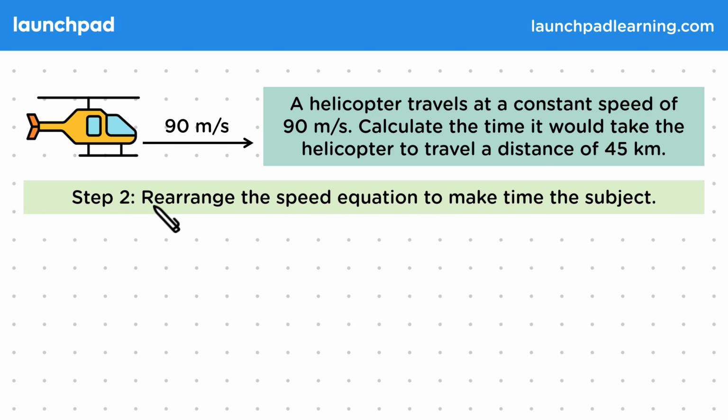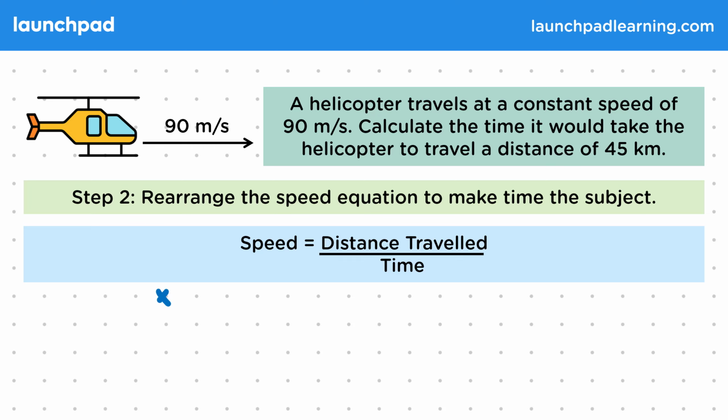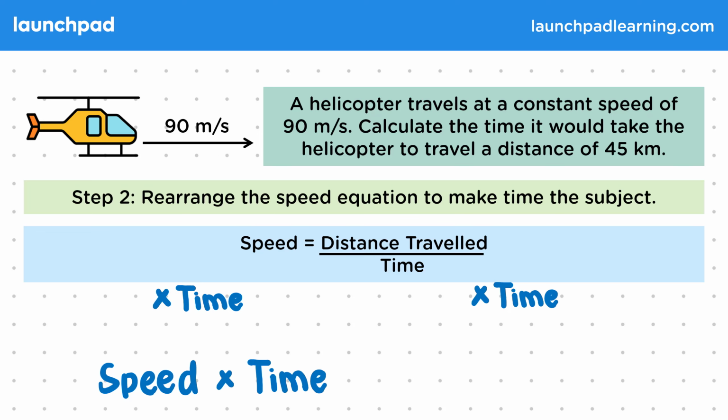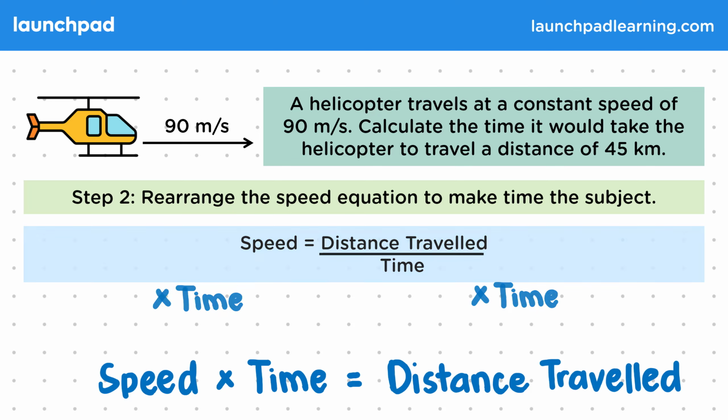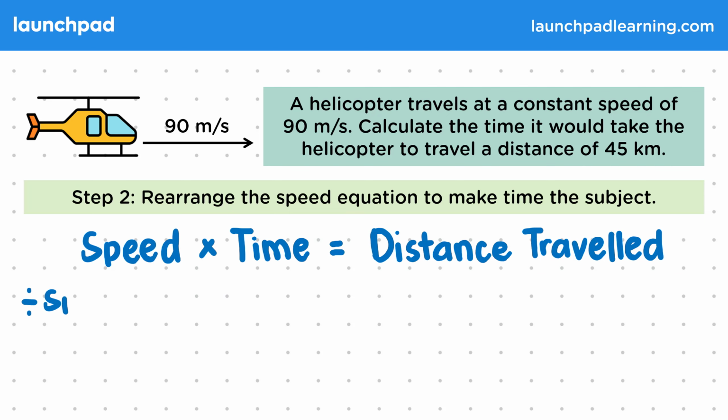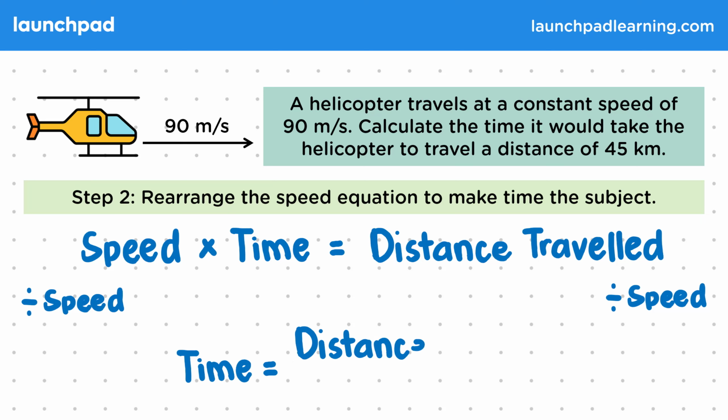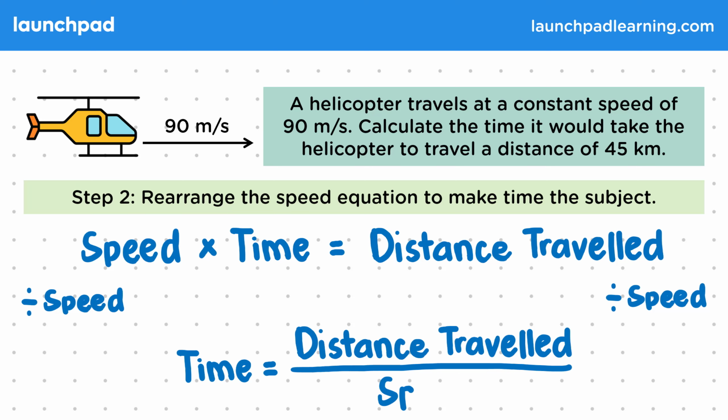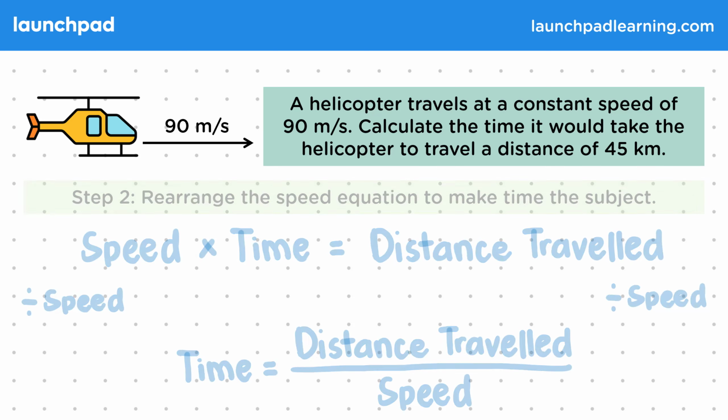For step 2, let's rearrange the speed equation to make time the subject. And we can do that by multiplying both sides of the equation by time as the first step. The equation then becomes speed times time is equal to the distance travelled. We can then divide both sides of the equation by speed, and the equation then becomes time is equal to the distance travelled divided by speed.